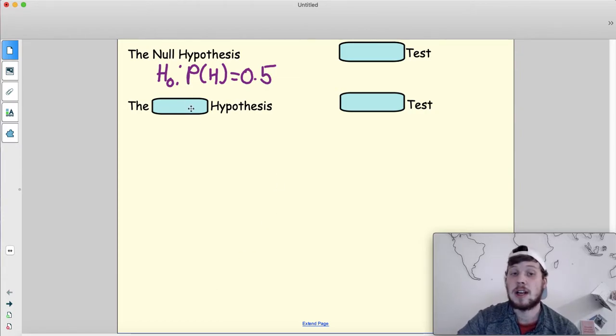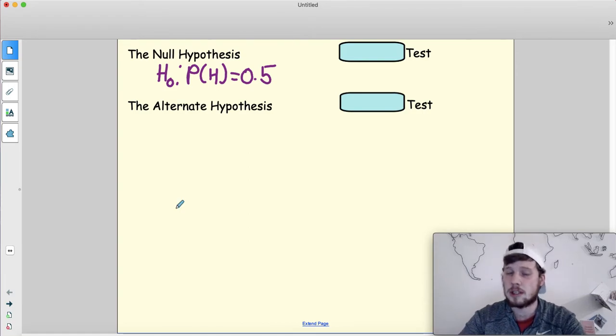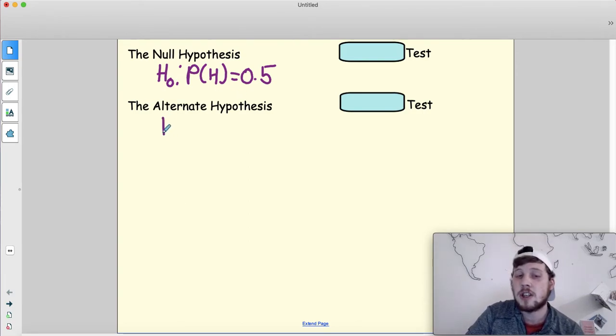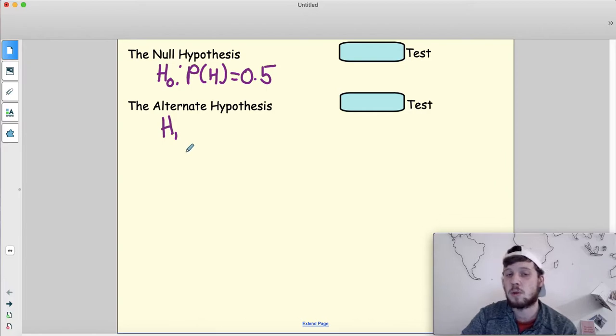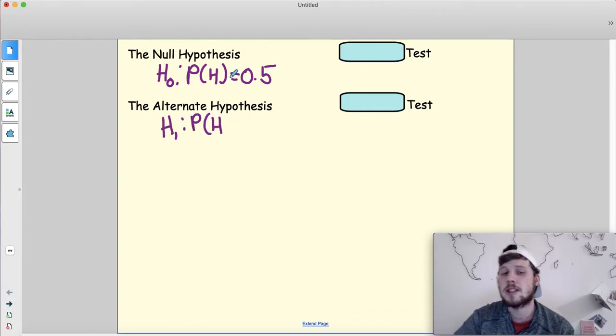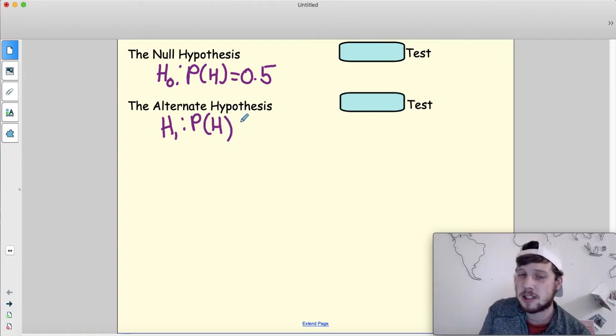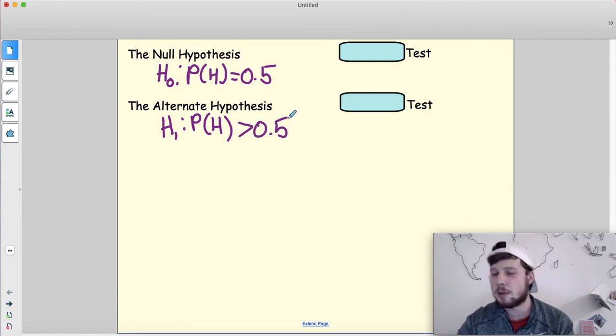The other hypothesis we look at is called the alternate hypothesis. This is actually what I'm trying to test. We denote this with H subscript 1, so H1, and for this one, if I want to test if a coin is biased towards heads, we would simply state that the probability is greater than 0.5, which means that I would expect it to be greater than 0.5 on all of those occasions.